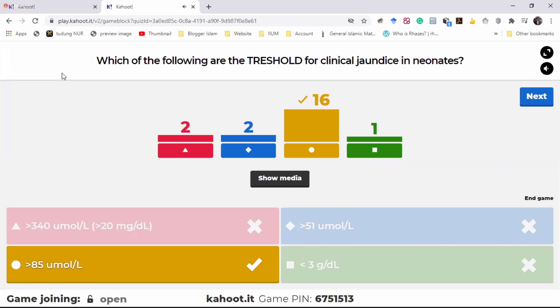Okay, congratulations. Most of you answered more than 85 micromoles per liter. As the doctor mentioned before, it is arbitrary and depends on multiple factors, but this is the value that is quoted in the literature. The first option is actually the level of unconjugated bilirubin that will precipitate bilirubin encephalopathy. The 51 micromoles is the level of jaundice in adults and older children. And the last one is a random value I made up. Okay, and next.